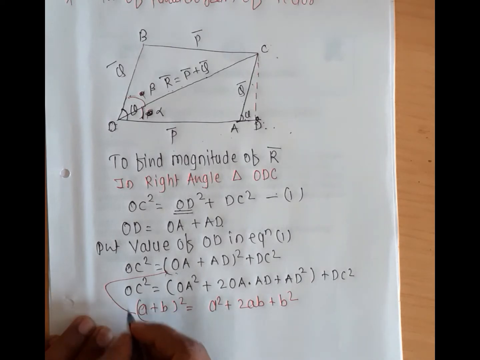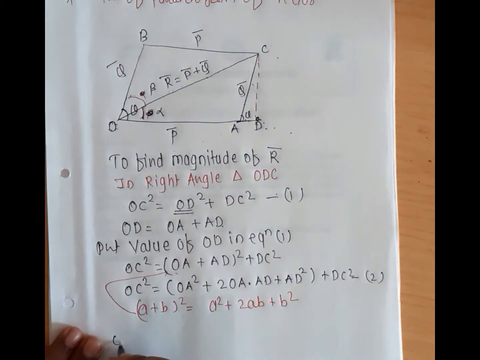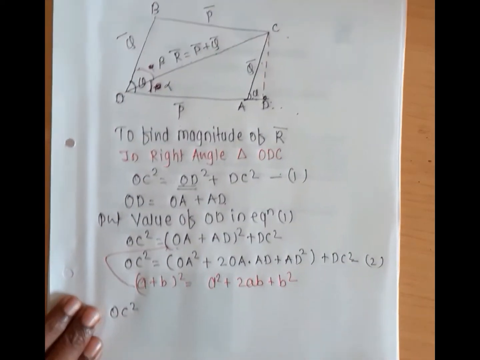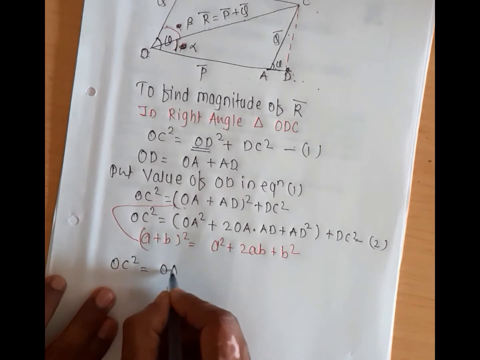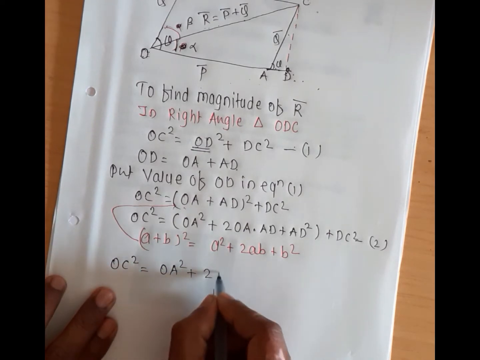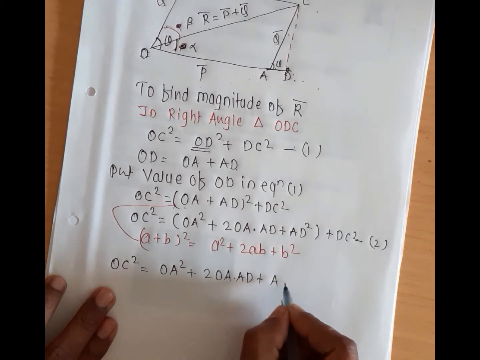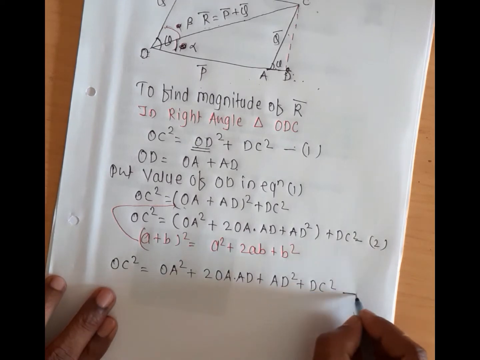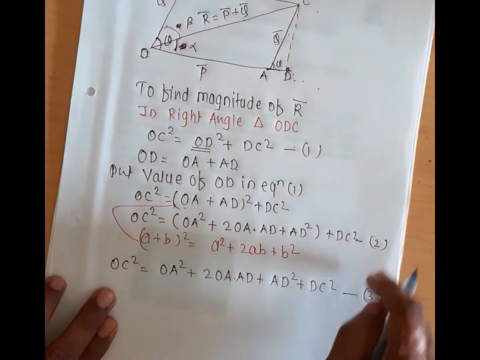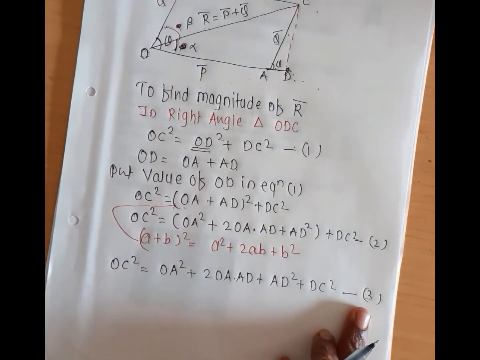See here, now I write these equations. This is equation number 2 in general format. OC square is equal to OA square plus 2 OA AD plus AD square plus DC square. Now this is equation number 3. The terms are the same as they are, but I remove the bracket from these equations.